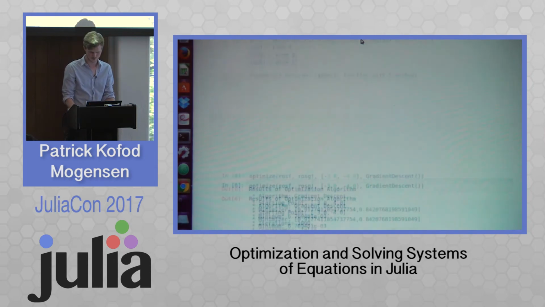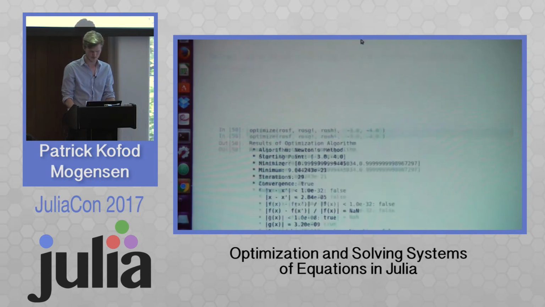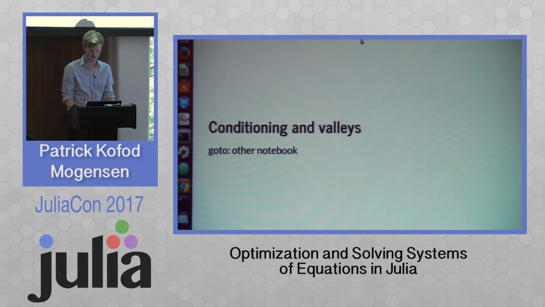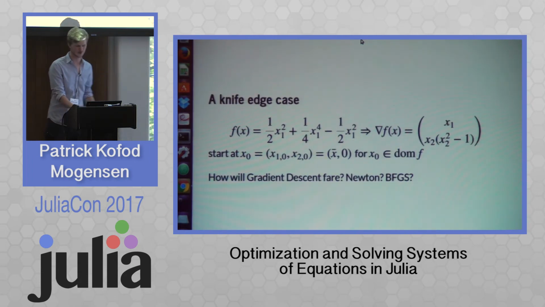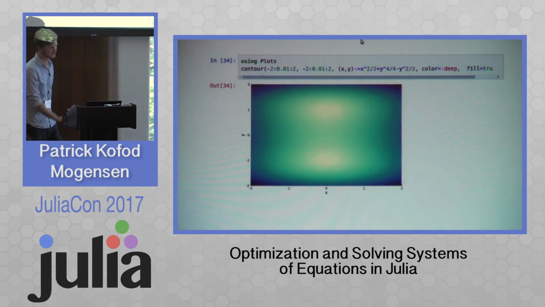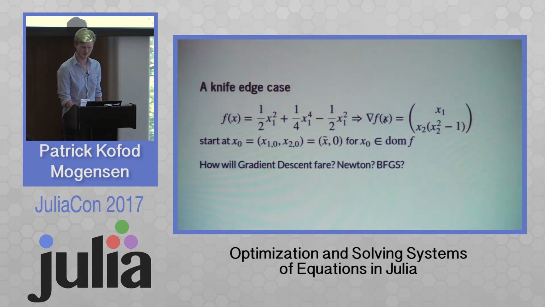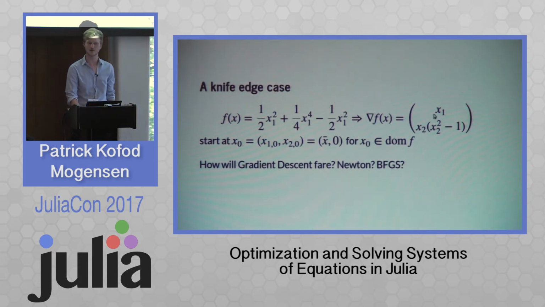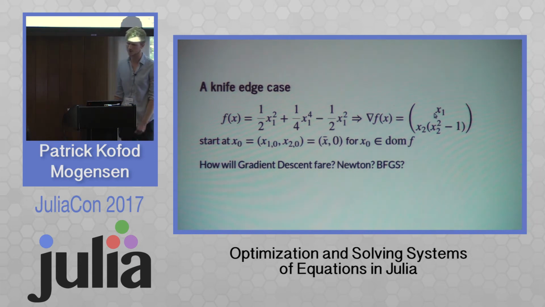Okay. Let me just go to where we started. And this is just another example where we have this function that looks like this. It's sort of like if you sat down at the beach, your butt cheeks would make this imprint in the sand, where you have these two dips. So in that case, it looks like this. And then we have a gradient that looks like this. So what is the problem if we start at some x1 and x2 being 0?